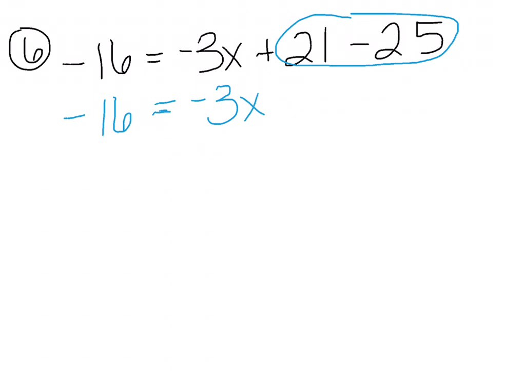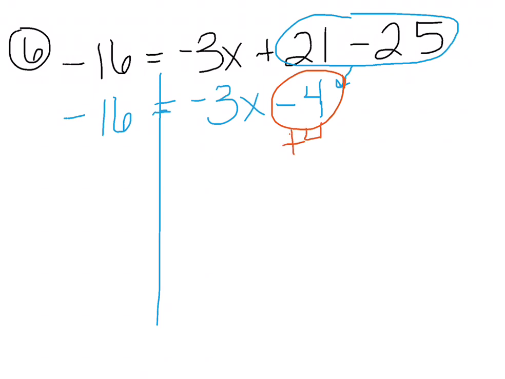What's 21 minus 25? So you should get the answer of negative 4, because you have to subtract them because they're opposite signs. Okay, so now we go ahead and solve it. I've got to get rid of everything next to the variable. I have to isolate the variable, so I've got to get rid of the negative 4 first. So I'm going to add 4 because that's the opposite of it.